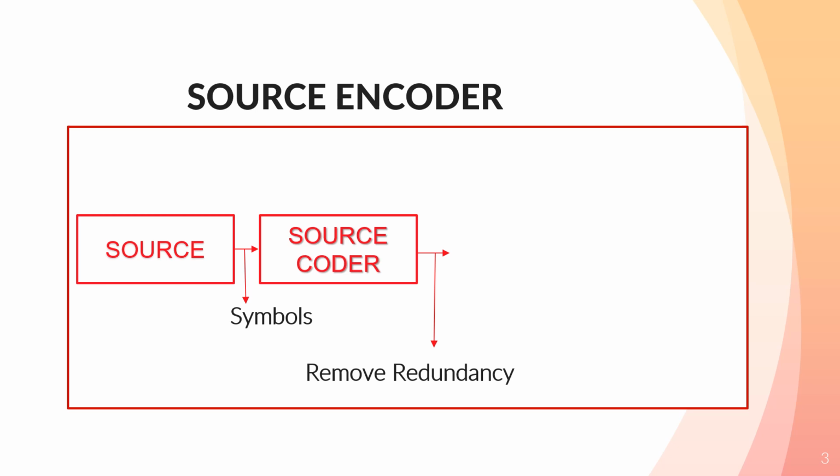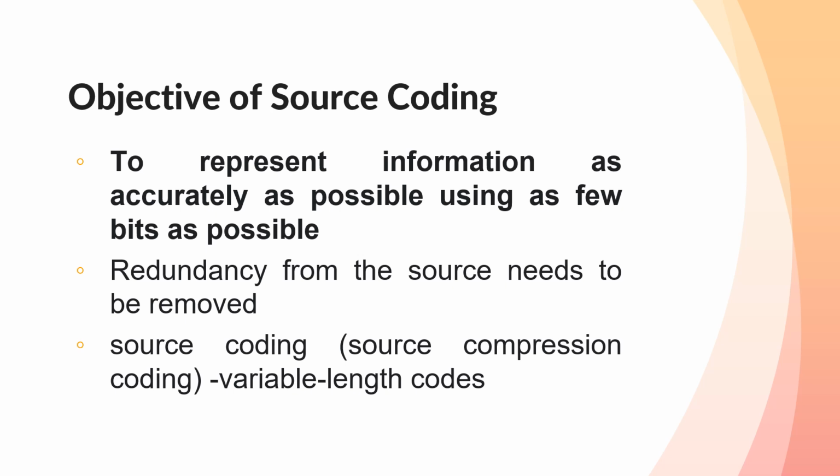So the source encoder is responsible for removing redundant bits in order to save bandwidth and power, so that efficient coding is done and data is compressed. The objective of source coding is to represent information as accurately as possible using as few bits as possible. So the redundancy is removed, which leads to compression, and it is also a variable length code.